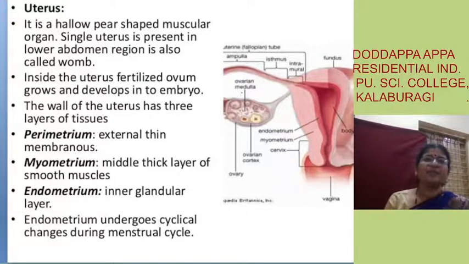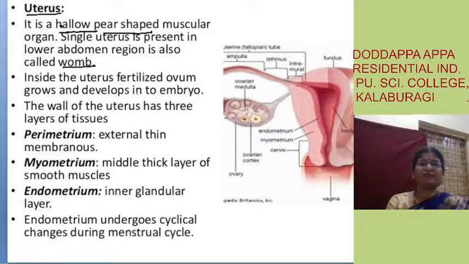Now the uterus. The uterus is a hollow, pear-shaped, muscular organ which helps in the growth of the embryo. Usually a single uterus is present in the abdomen of the female, and it is also called the womb. Commonly it is called the womb only. Inside the uterus, the fertilized ovum will grow into an embryo. It is a home for the baby. The uterus will accommodate the child.